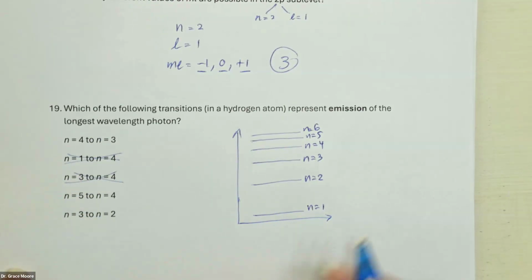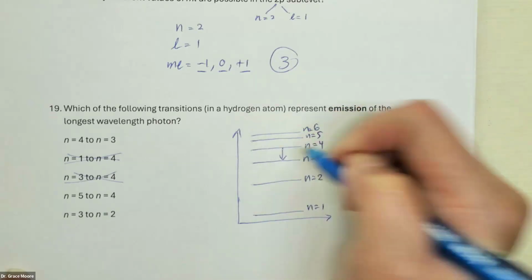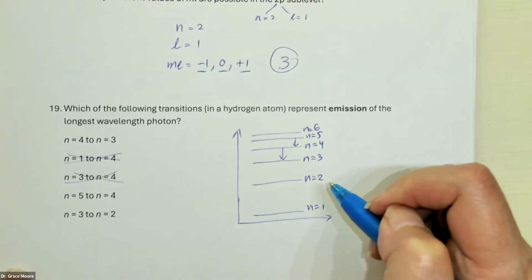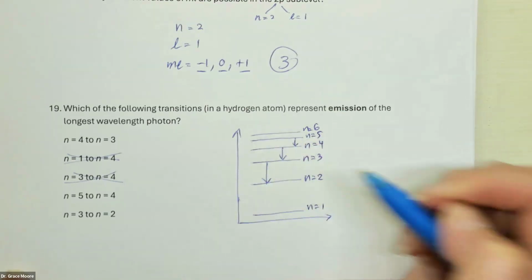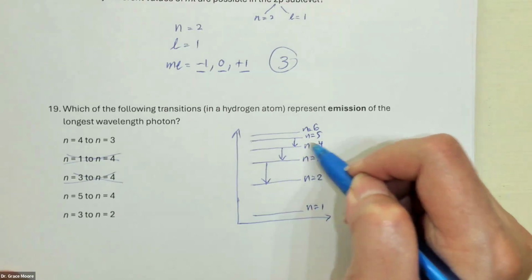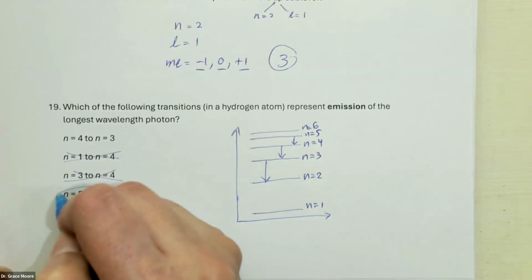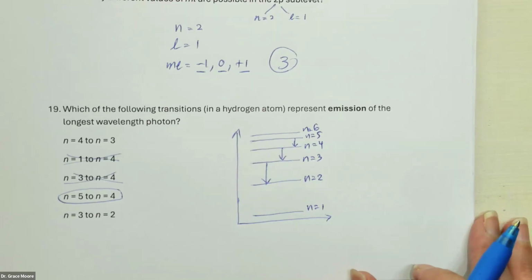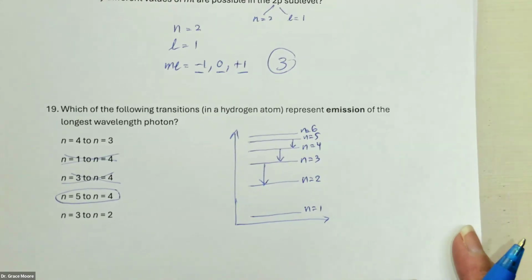Okay, I got 3 of them coming down, 4 to 3. And I got 5 to 4. And I got 3 to 2. Okay, so they're all different sizes, and they say the longest wavelength. The longest wavelength is going to be the smallest energy. So the smallest energy gap would be 5 to 4. Okay, they could ask you in frequency terms or energy levels. So just make sure you know the relationship.